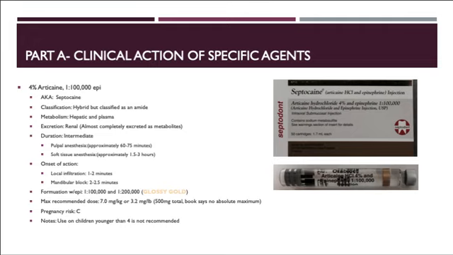So this is 4% articaine, and it's a 1 to 100,000 epinephrine concentration that we have. It's known by the trade name of Septocaine. Now this is kind of a hybrid local anesthetic. It has some characteristics of an amide and also has some characteristics of an ester. So because of that, it's metabolized in both the liver and the plasma. Its excretion is almost completely as metabolites through the kidneys, and its duration is intermediate.